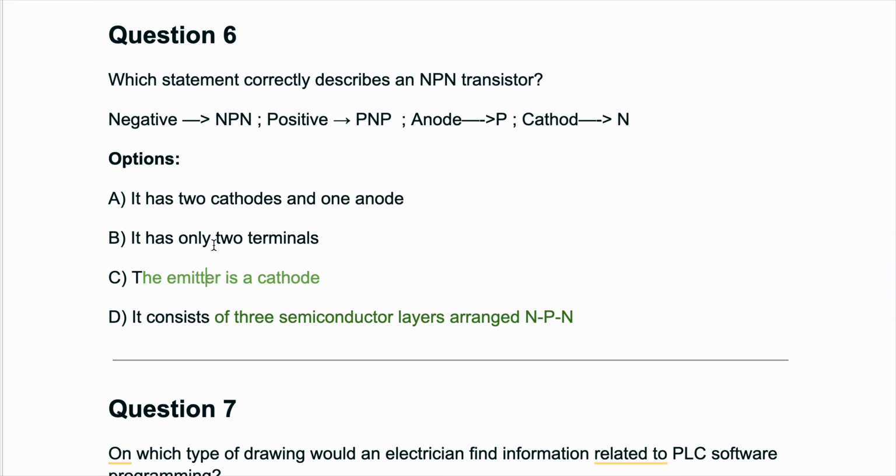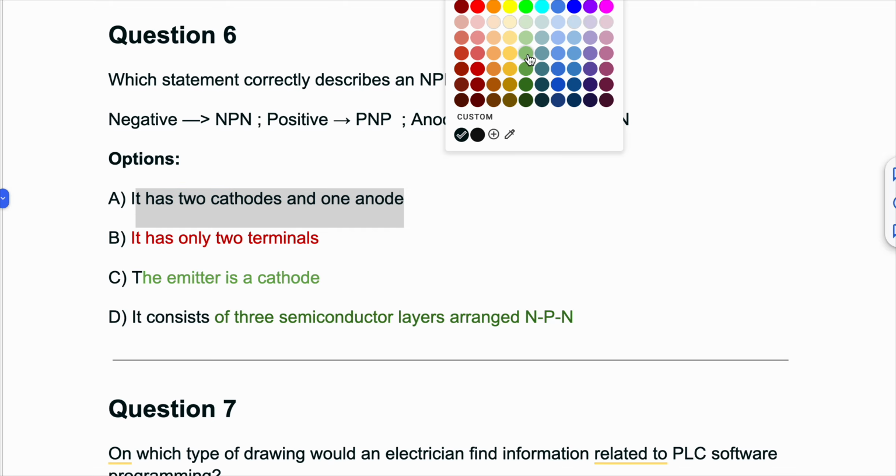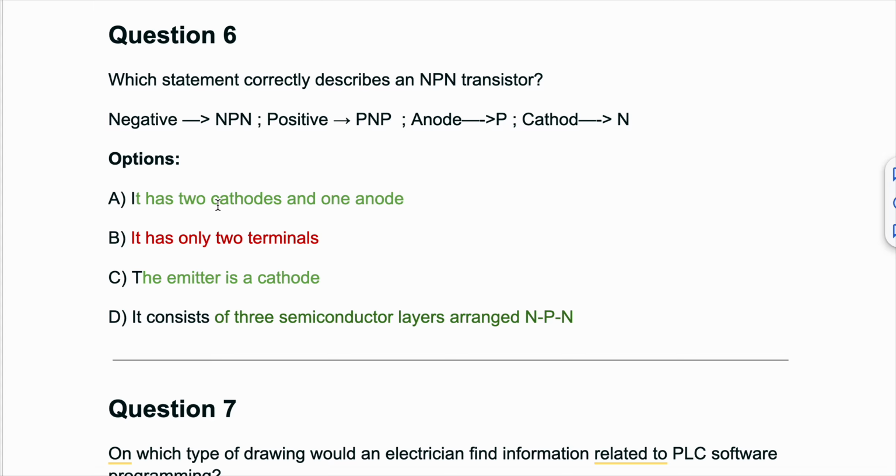It has only two terminals. No, this one is not correct. This answer is not correct. And it has two cathodes and one anode, so this one is correct. It has two cathodes and one anode.